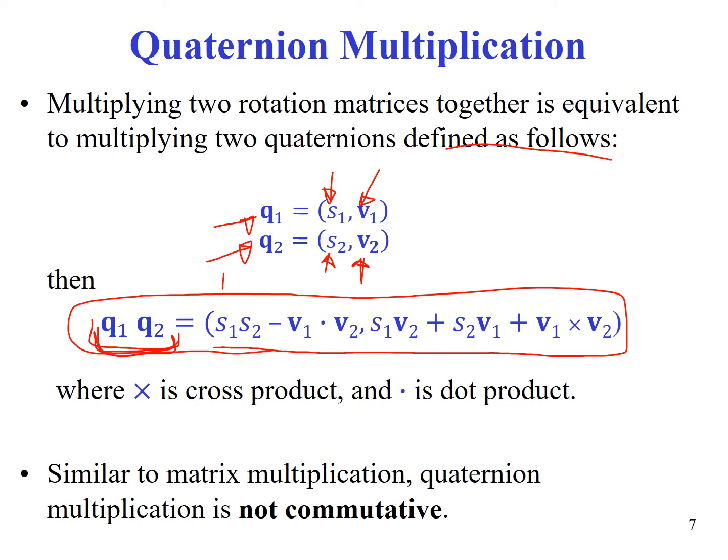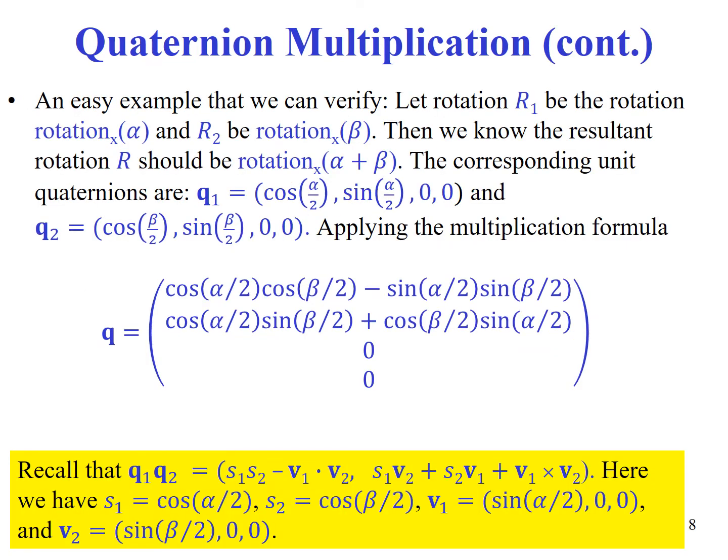So we multiply the scalar terms together and then subtract the dot product. So this stands for dot product, and the cross here is of course the vector cross product. So this is the formula for deriving the product of two quaternions. And similar to matrix multiplication, quaternion multiplication is not commutative.